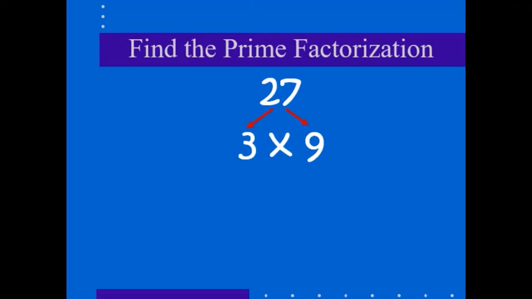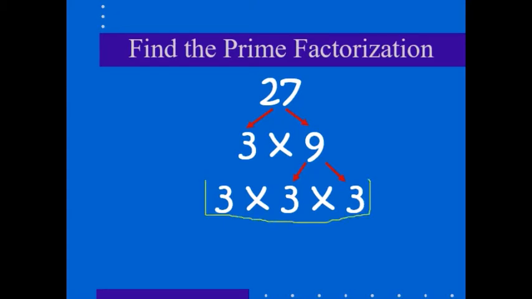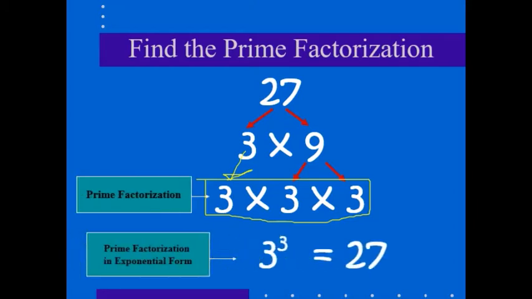Can we make 3 smaller? No, it's a prime number. Can we make 9 smaller? Yes. That would be 3 times 3, right? So our prime factorization would be, if we bring this 3 down here, 3 times 3 times 3, or 3 to the power of 3, because we've got 1, 2, 3 3's.